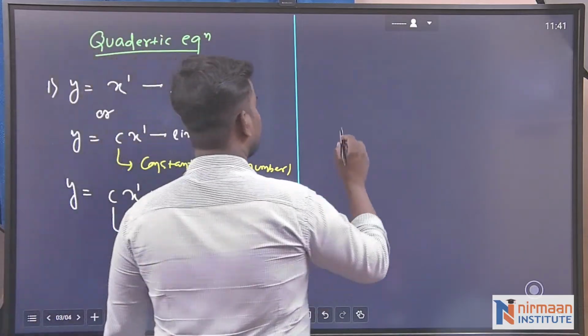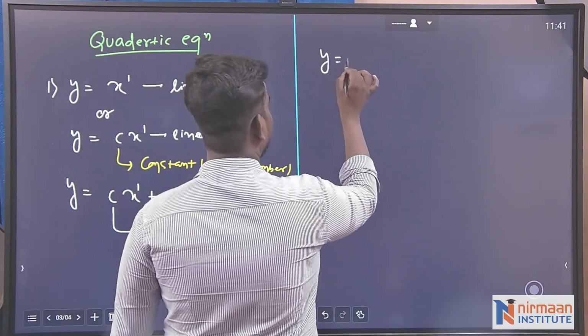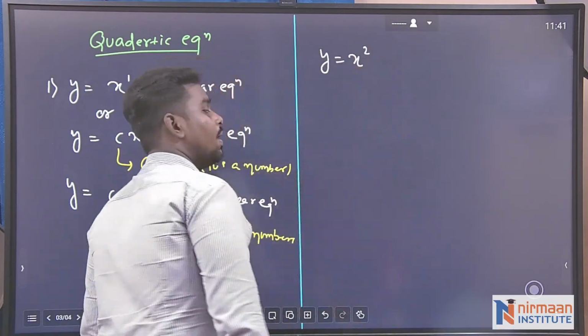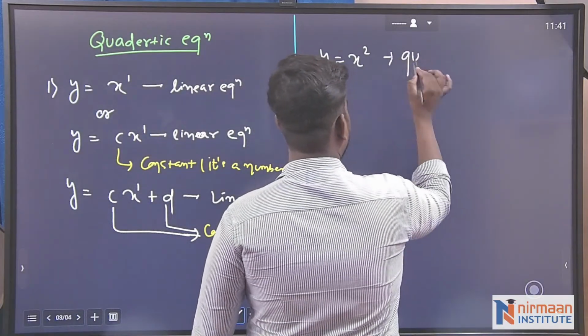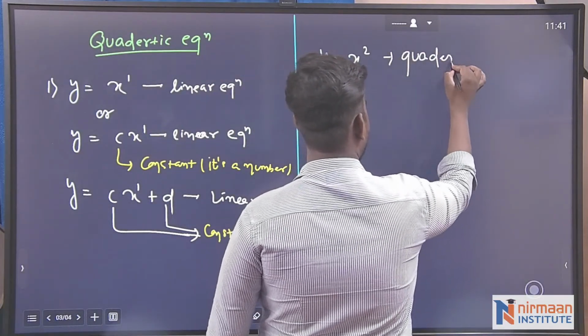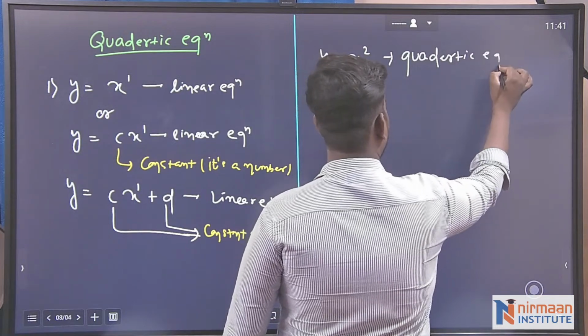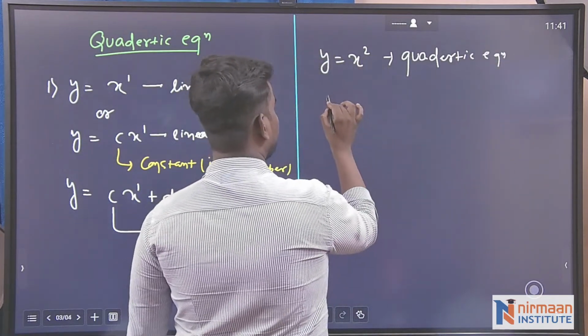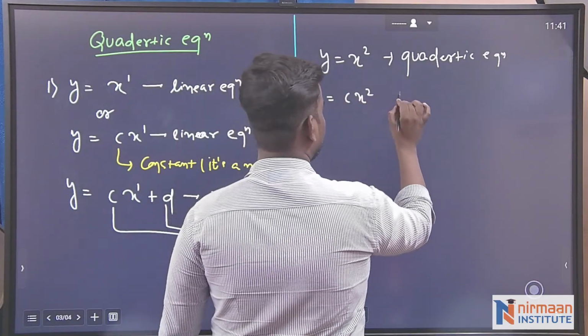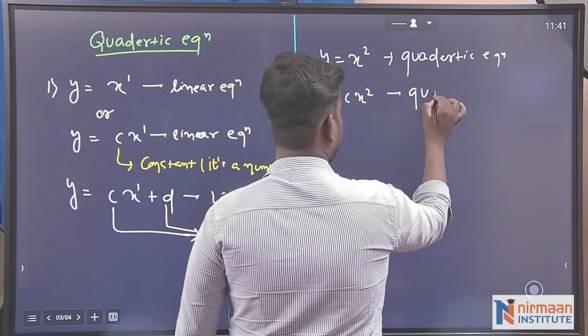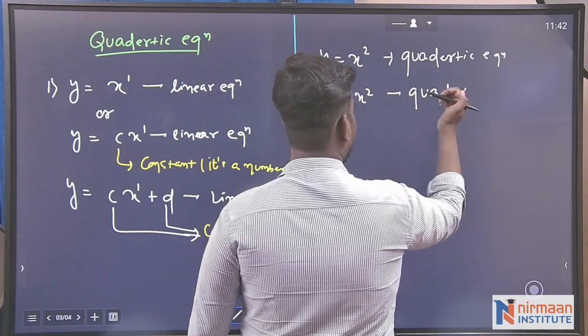Now similarly, if I write y equal to x square, it has power 2, and it's called a quadratic equation. Again, if I multiply by a constant, like y equal to cx square, it's again a quadratic equation. It is also a quadratic equation.